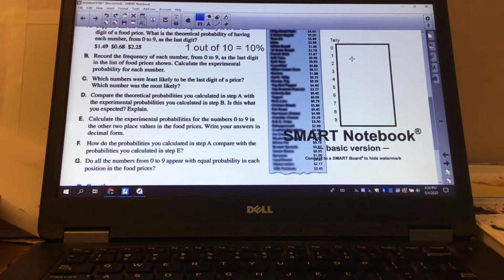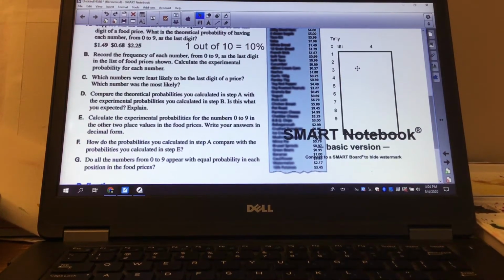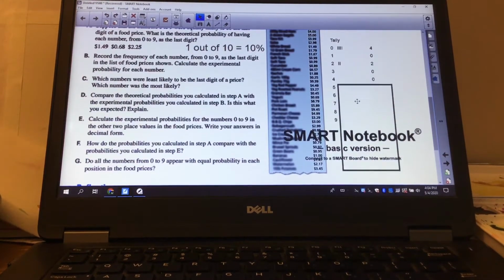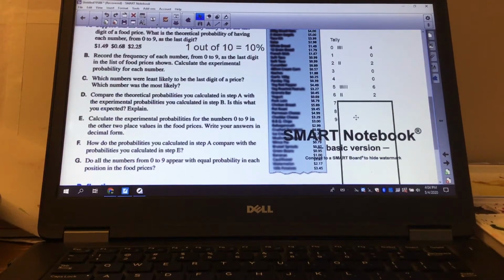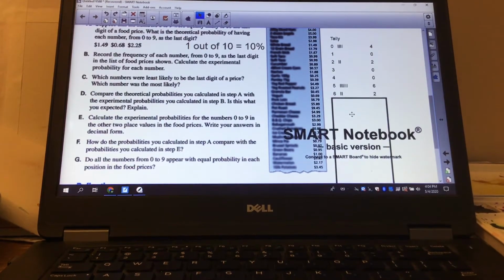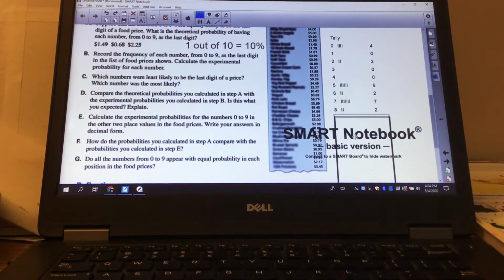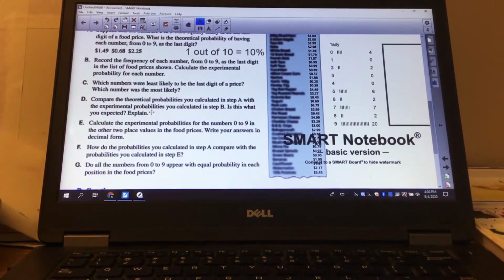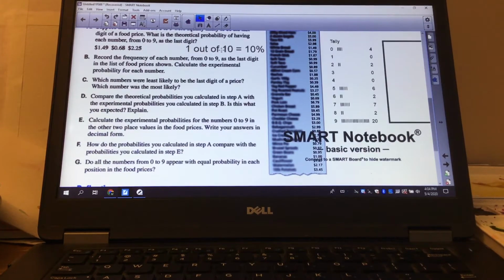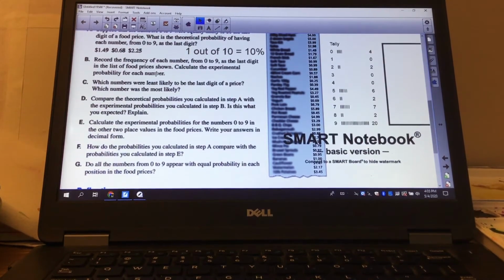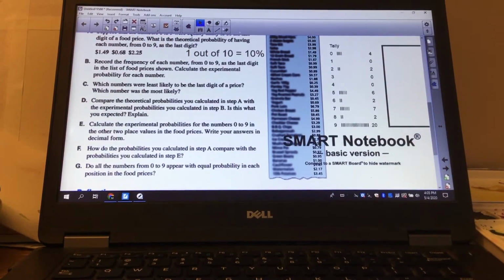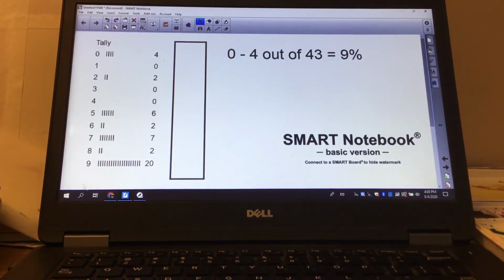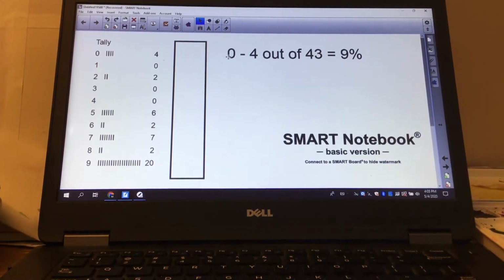You did your tallies. There were 4 zeros, there were 0 ones, there were 2 twos, there were 0 3s, 0 4s, 6 5s, 2 6s, 7 7s, 2 8s, and 20 number 9s. Okay. Calculate the experimental probability of each number. Okay, so what we have to do, I've made this bigger. I've done the first one for you.